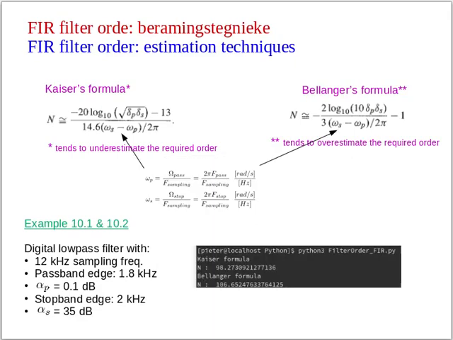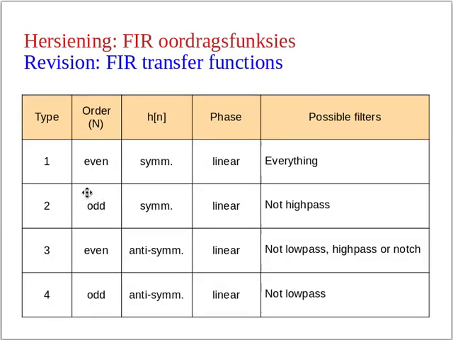And the answers that we obtain is that according to Kaiser, we need a 99th order filter at least, and Bellanger recommends a 107th order filter. You can try a 100th order filter and a 108th order filter, and the difference is based on what the final type of FIR filter is that you are aiming for.